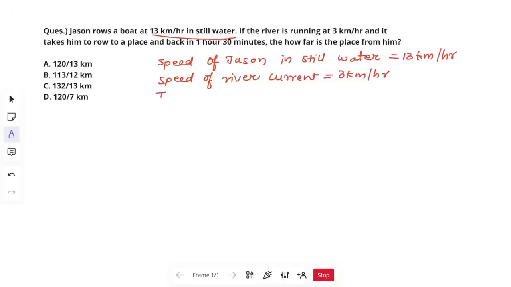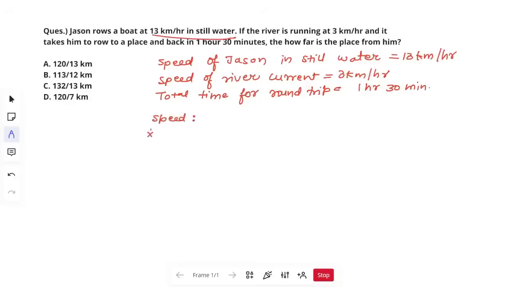So total time for round trip is given as what? In the third sentence, 1 hour and 30 minutes. Okay, these are the three data that is given to us, and we need to find how far the place is from him. Okay, so first of all, based on this data, there are two speeds that we can deduce. Okay, what are the two speeds?